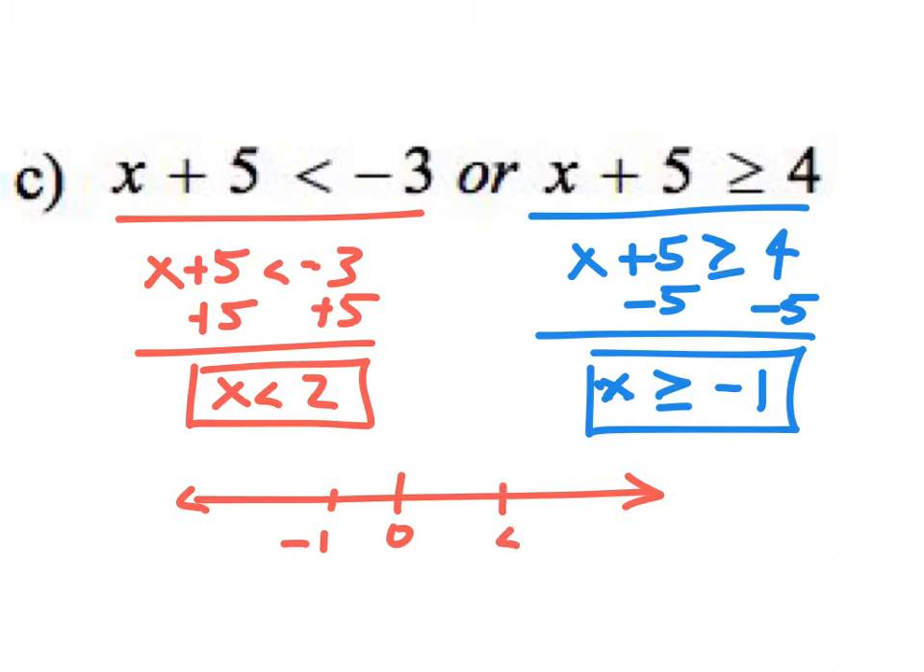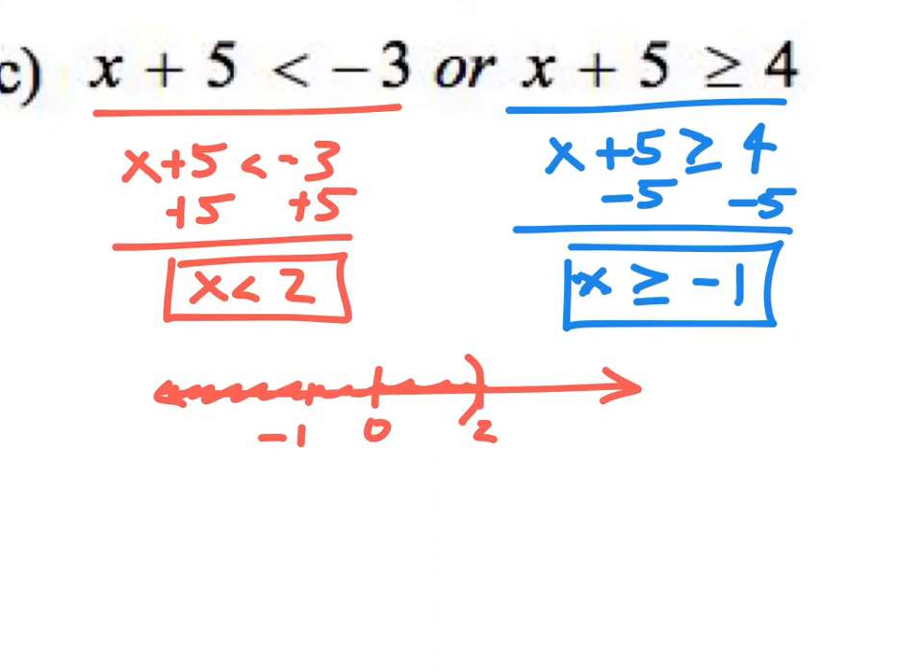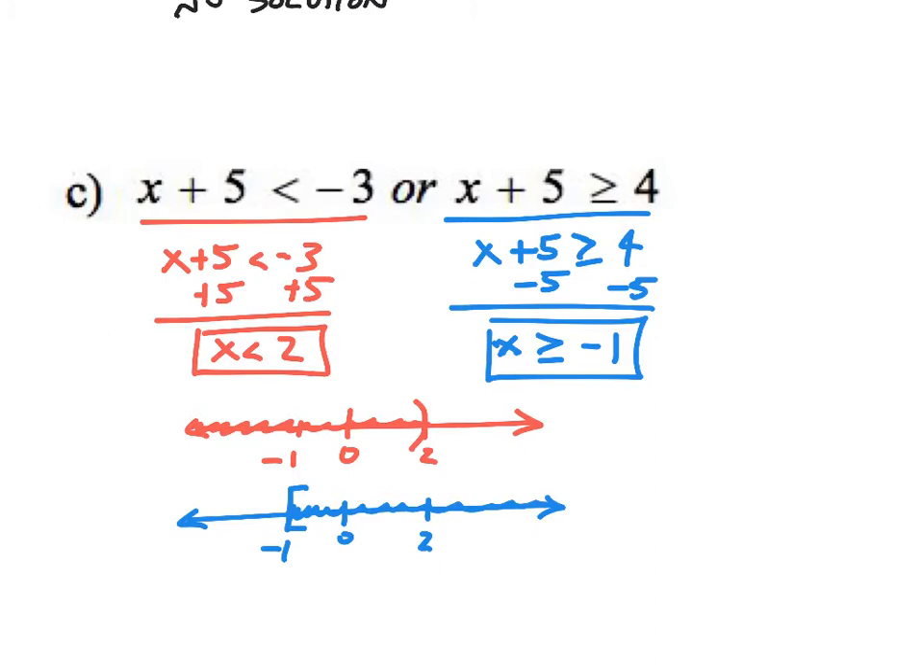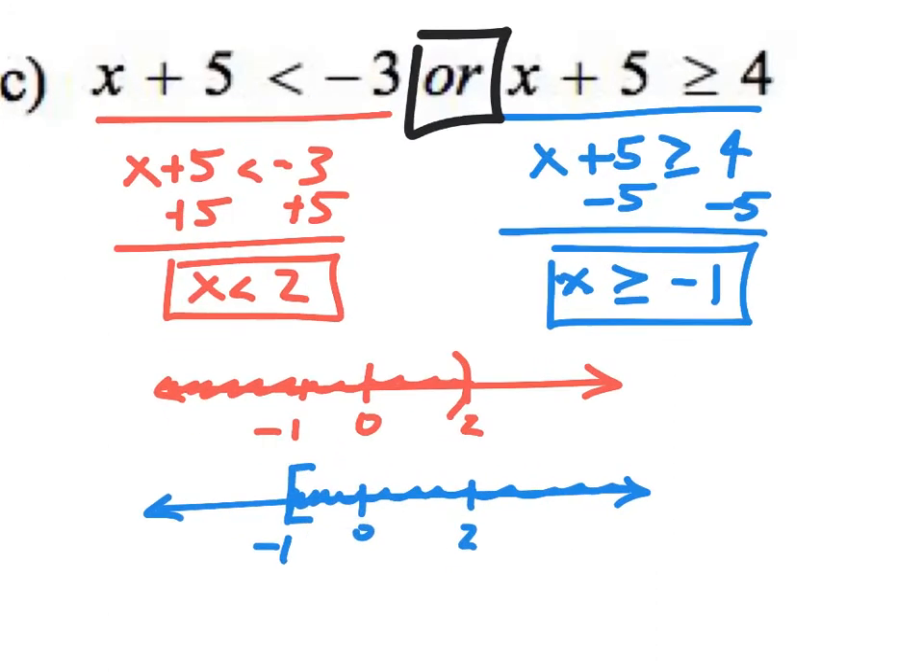Here's 2, and we're going to be less than 2. So less than, parenthesis, shade to the left. Over here, x is greater than or equal to -1. So 0, -1, and 2. We're going to be greater than or equal to -1, so put that there, shade to the right. And we're going to be a union because it's "or." And so put everything in the same thing.